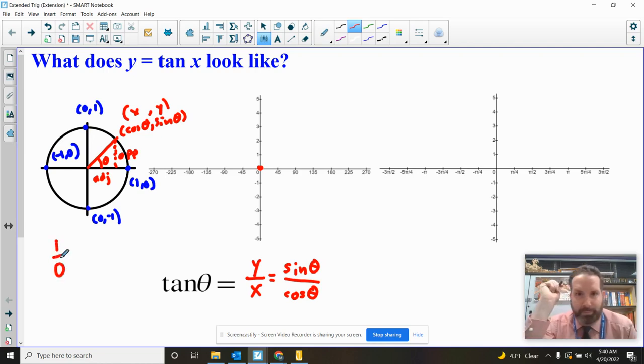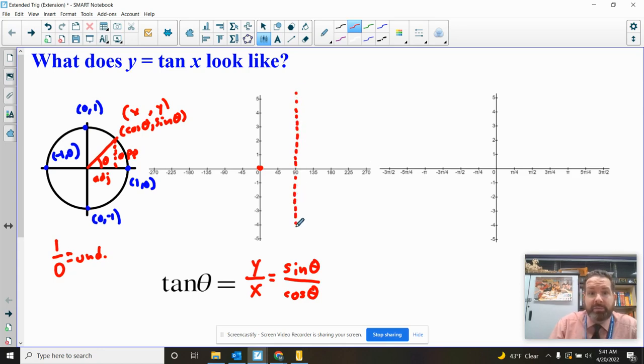Next up, if we go now to 90 degrees, notice this time, y over x is 1 over 0. Division by 0, my friends, does not work, will not ever work. This is undefined. The tangent graph is different than sine and cosine in that the tangent graph is not continuous. It's got breaks in it, because at 90 degrees, for example, it's going to show up as a vertical asymptote. There is no tangent value at 90 degrees.